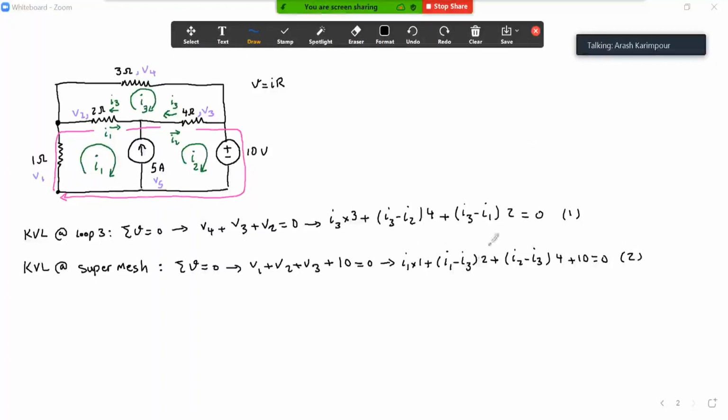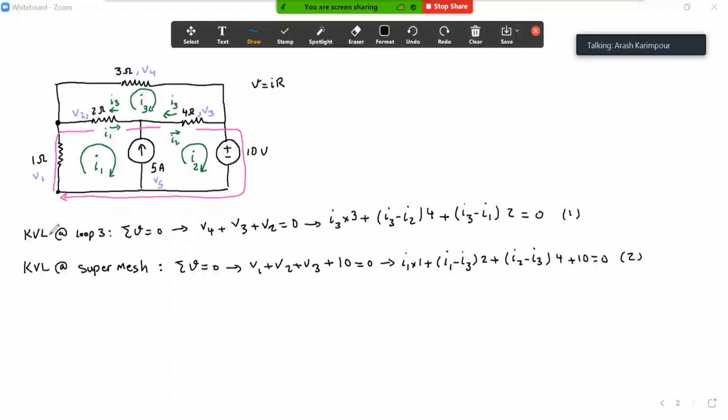So now we have two equations, equation 1 and equation 2. Still we have 3 unknowns, so we need another equation. We have I1, I2, and I3, but we have only 2 equations, and we already used all the meshes that we have. We used all 3 meshes here. So we have to find a way to find the third equation so that we have 3 equations to solve.